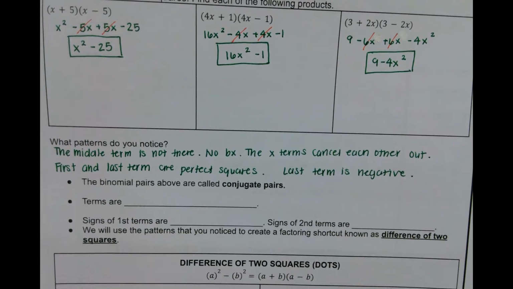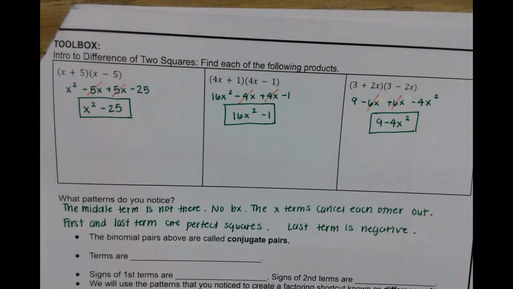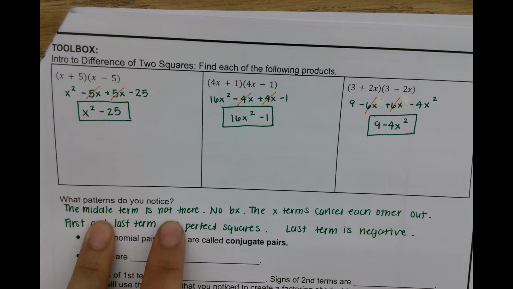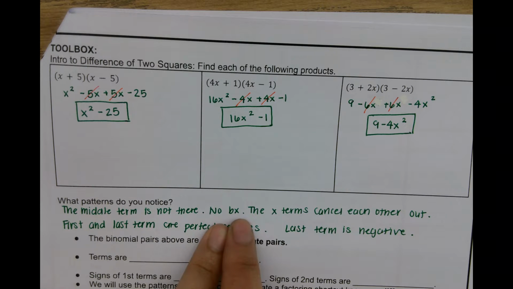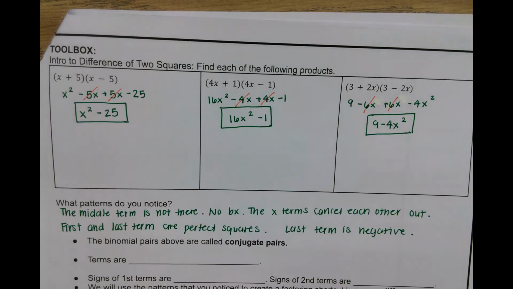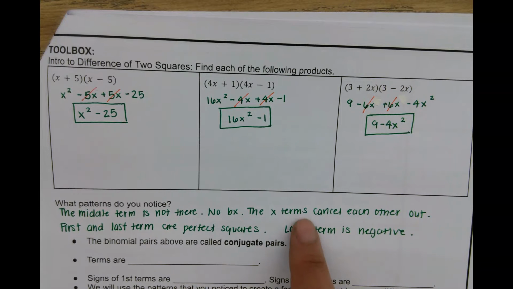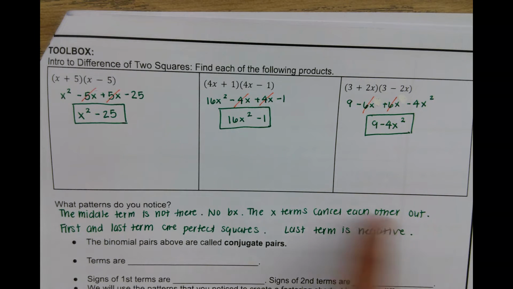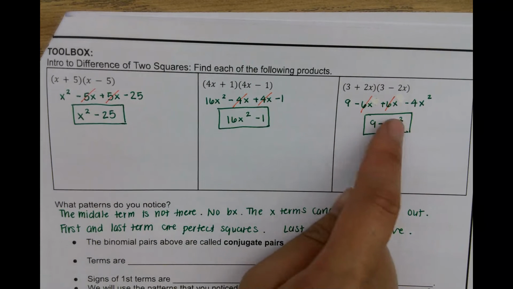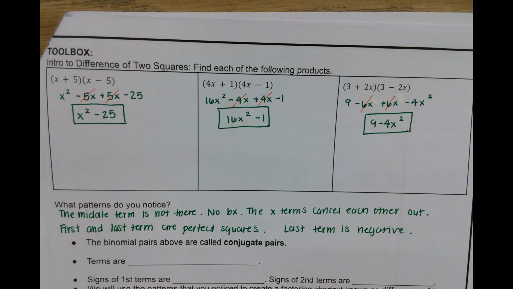Here are some things I noticed that you can add to your list. One thing I noticed is that the middle term is not there. What I mean is that there is no bx term. When we're multiplying our trinomials, when we do our diamond or whatever, we have a b term. Here there is no bx. The x terms end up canceling each other out: negative 5x, 5x, negative 4x, 4x, negative 6x, 6x. They canceled each other out.